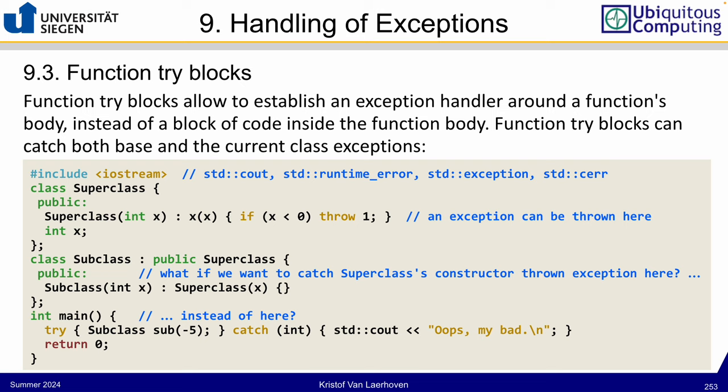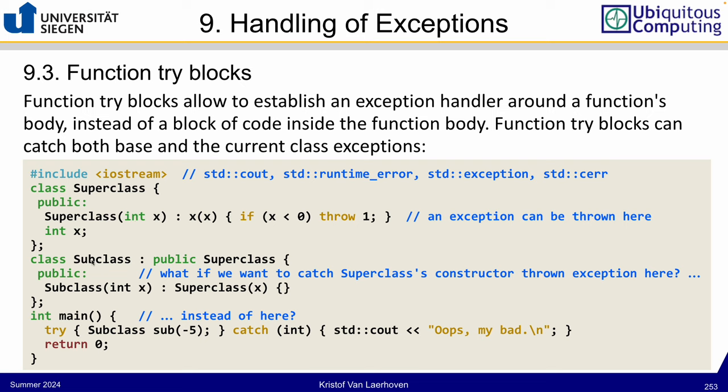Now, a very specific thing are function try blocks. This is kind of a niche thing that is, I think, not that important, but you might encounter this in some libraries, in some code that you sometimes see. That's why I would like to handle it here as well. Look at what you have here. You have a superclass with a particular constructor where something can happen. And if this happens, then an integer is thrown as an exception. And that's what you see here at the top.